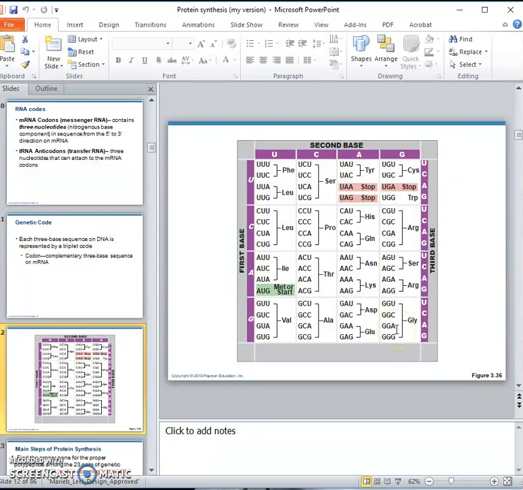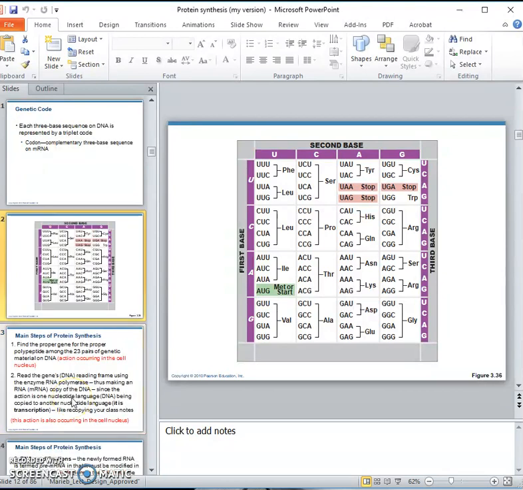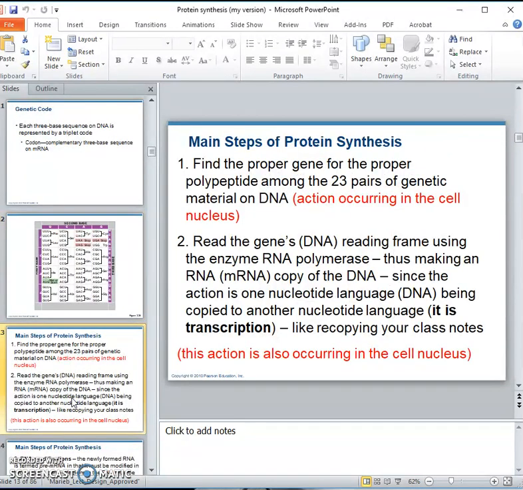Okay? All right. So now we go to what I wrote out to look at the steps of protein synthesis. The steps of protein synthesis. So that's where we are now.